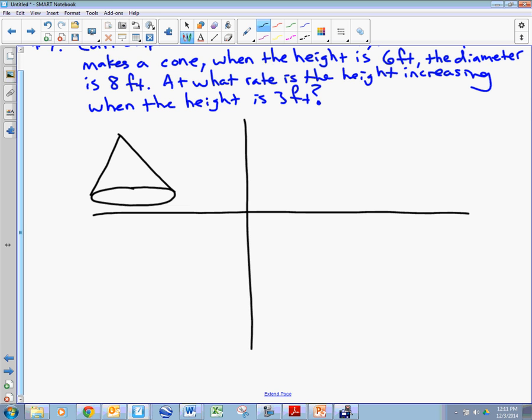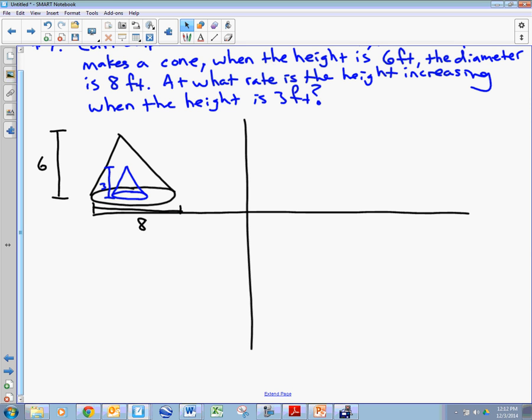So anyway, it says that when the height is 6 feet, then the diameter is 8. And we know that its current height is 3. It's not really that big, is it? It's not that height, it's more like that height. It's a height of 3. I'm just saying that we're looking for when it's 3. So it starts small and it's growing.